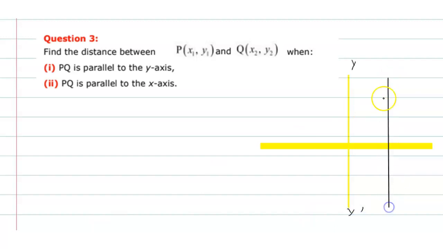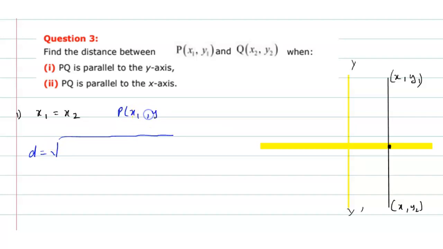So you can see that here the x values of the points are equal, because they lie on the same vertical line. So we will write here x1 equal to x2, and the distance formula is equal to root of x2 minus x1 squared plus y2 minus y1 squared, where the given points are P (x1, y1) and Q (x2, y2).